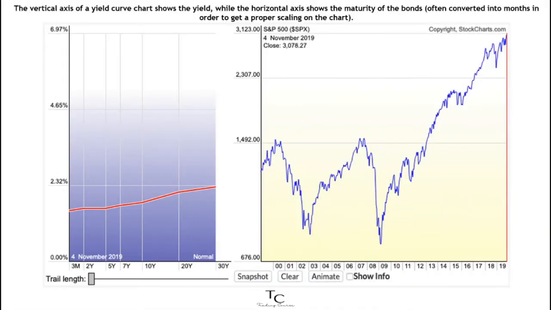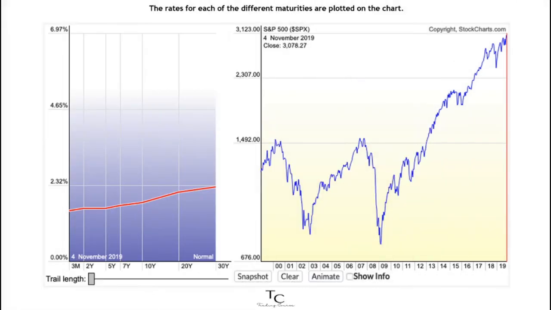The vertical axis of a yield curve chart shows the yield, while the horizontal axis shows the maturity of the bonds, often converted into months in order to get a proper scaling on the chart. The rates for each of the different maturities are plotted on the chart. The yield curve itself is the line that connects each of these yield rates on the chart.